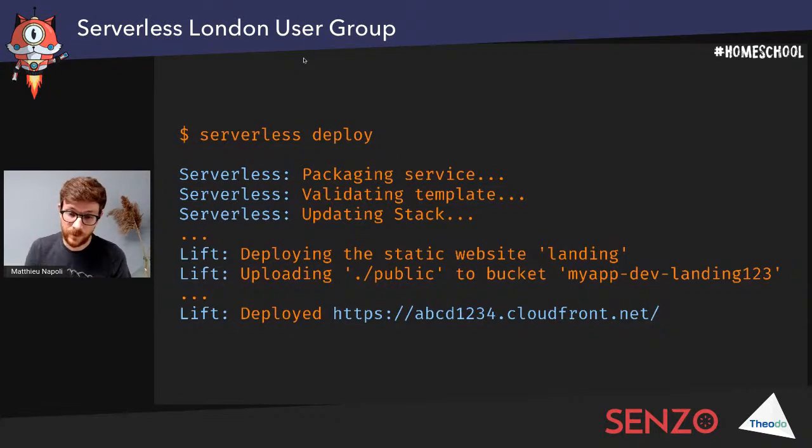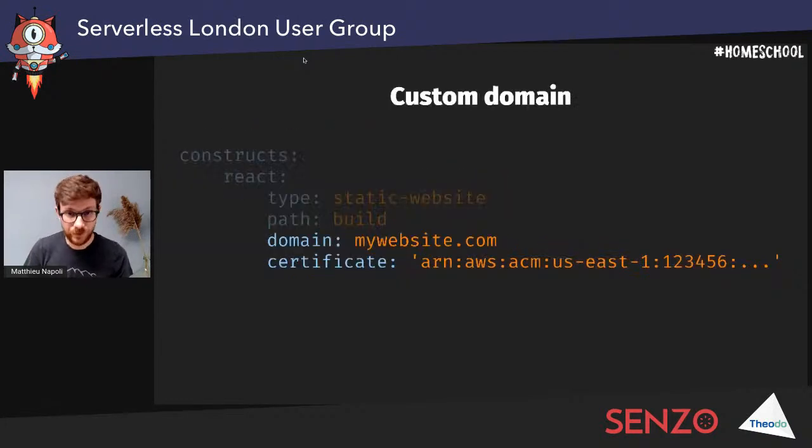And whenever the deployment is finished, I get the URL of the deployed website. Now, of course, this is a CloudFront URL. I can change that. I can put a custom domain. Lift constructs have options, and I can change a few options. So I can set the custom domain. I also have to set the HTTPS certificate. So if you don't know about that, that's fine. The Lift documentation explains how to create it, but that's how you can override that to deploy a custom domain.